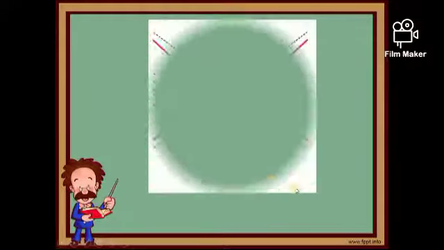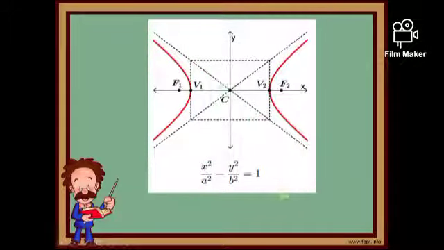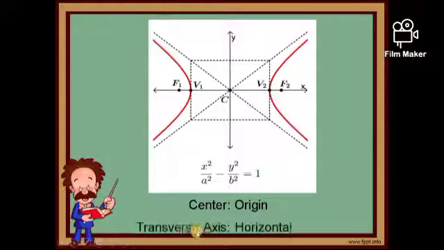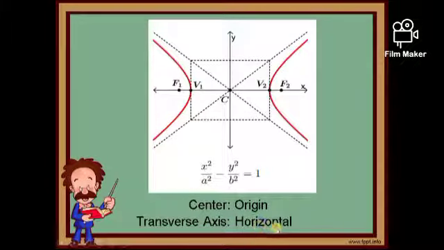Okay? So, let's have an example. Ito yung magiging itsura kapag nag-graph tayo. Merong focus. Ang focus, ang layo niyan ay c units. Yung vertex ay a units. Yung ating conjugate axis ay b units from the center. And we have the asymptotes. Okay, yung center nito is at the origin. And yung transverse axis is horizontal. Or simply, ito yung x-axis. Now, in equation, yung x-axis is y equals 0.